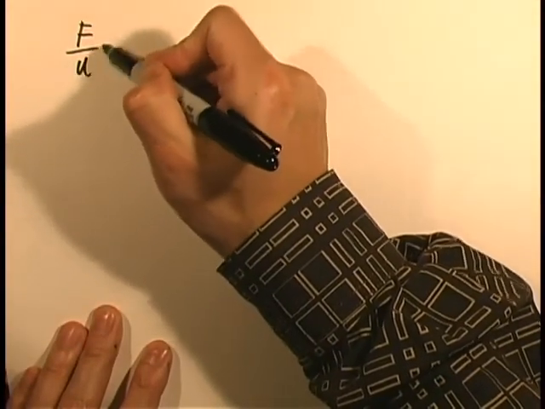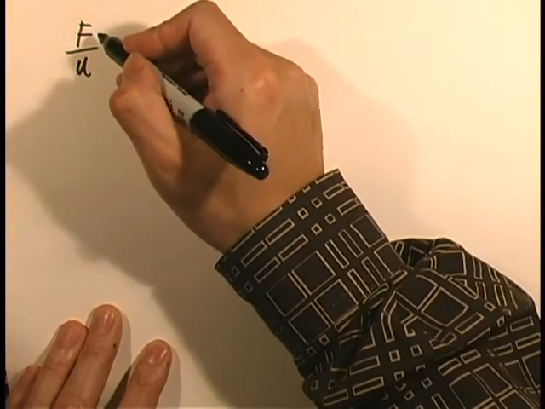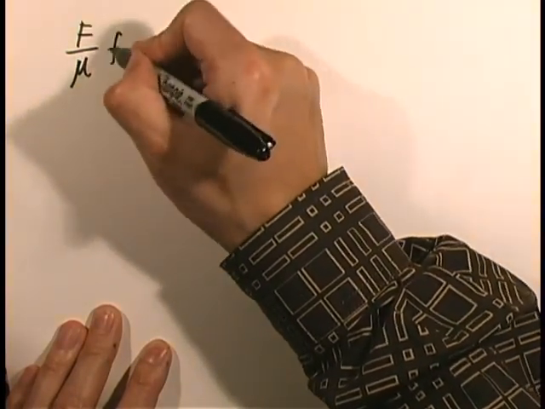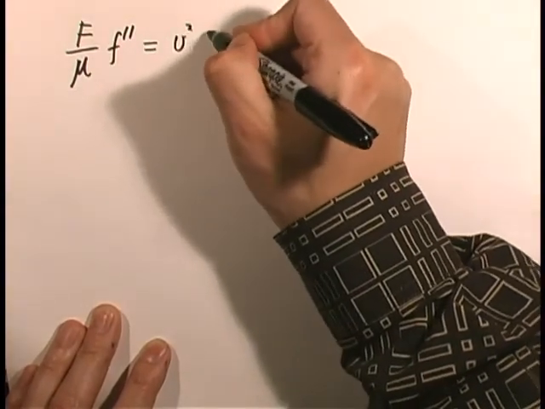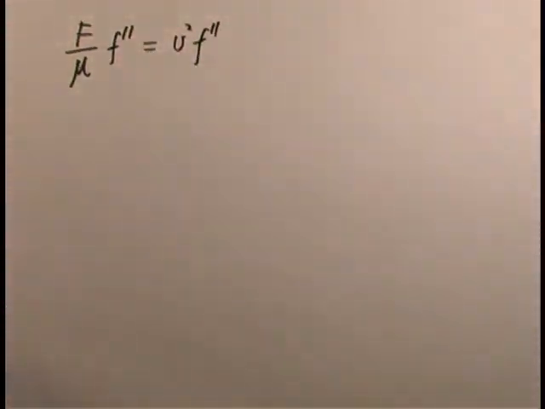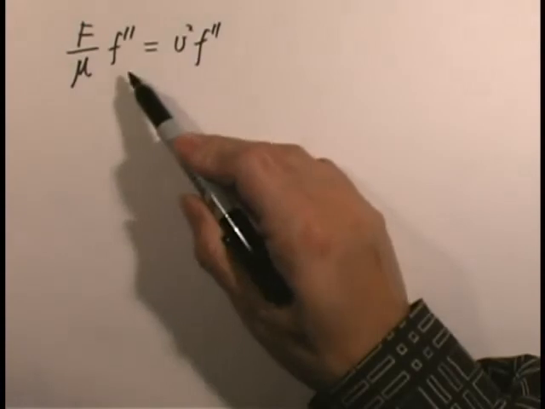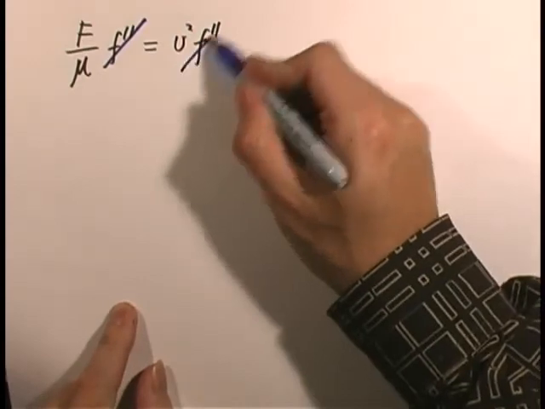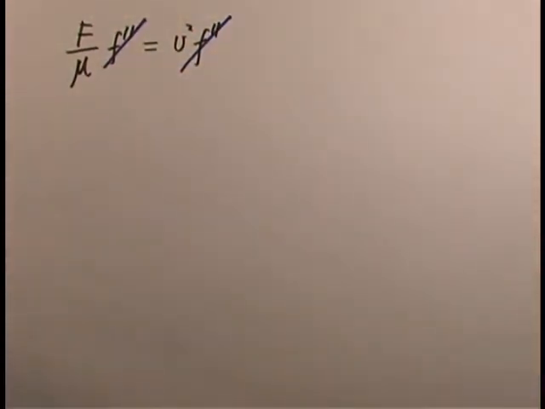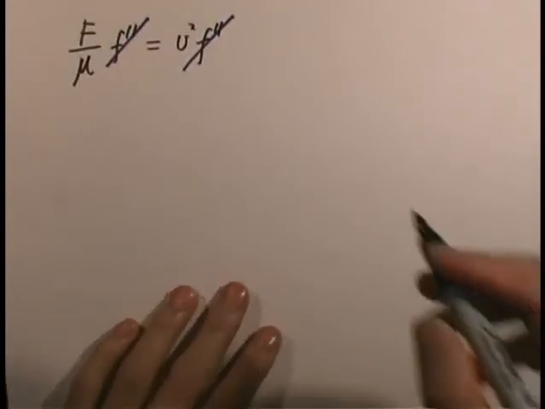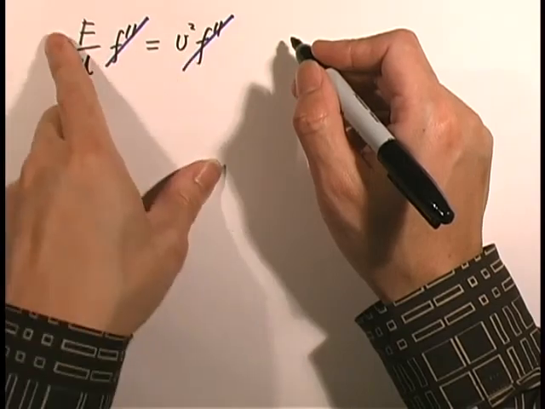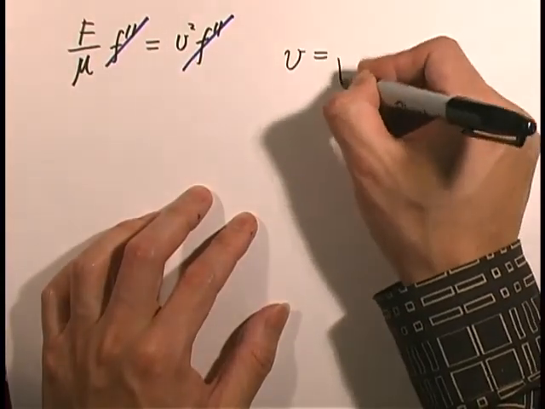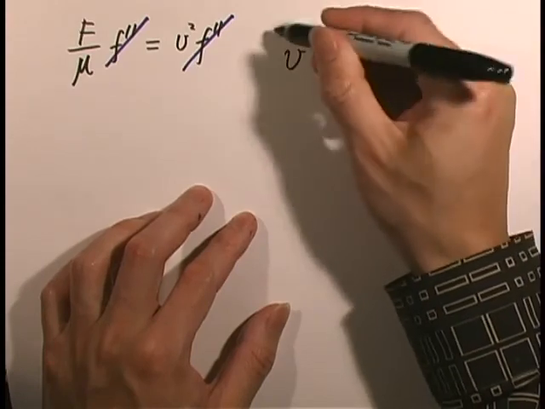Let me write that down. F over mu, and then you have f double prime, right? That equals v squared f double prime. So you see, regardless of what kind of function f it is, as long as it is differentiable, in other words, I took two derivatives, so it's differentiable, I can indeed, believe it or not, cross it out. Any differentiable function would do. This equation is solvable with our trial solution of f of x minus vt, provided that v squared be equal to F over mu. In other words, v equals the square root of F over mu.